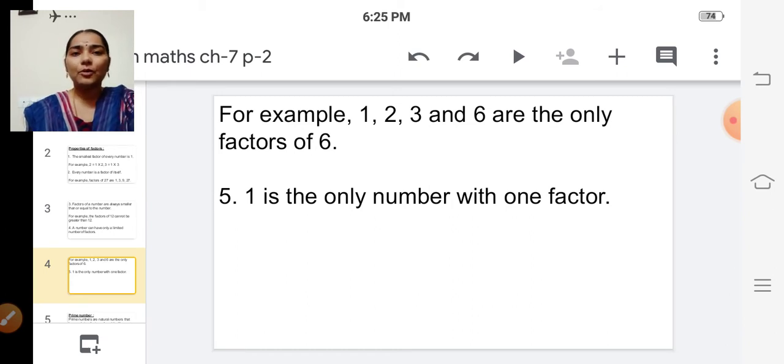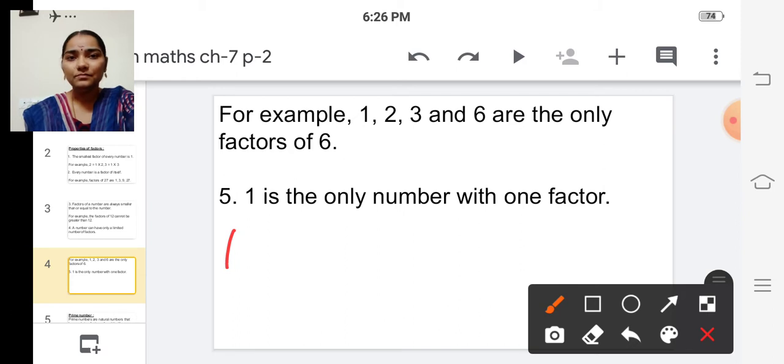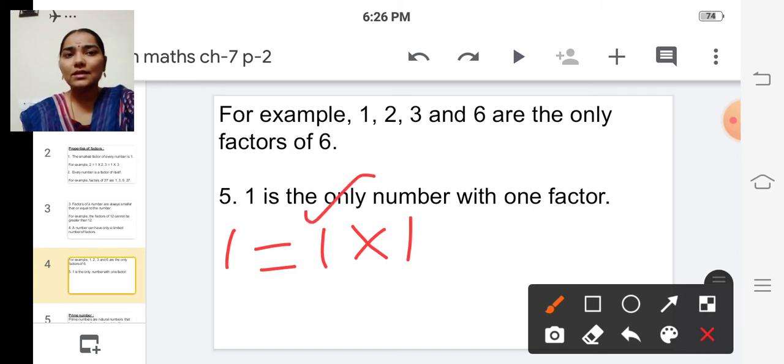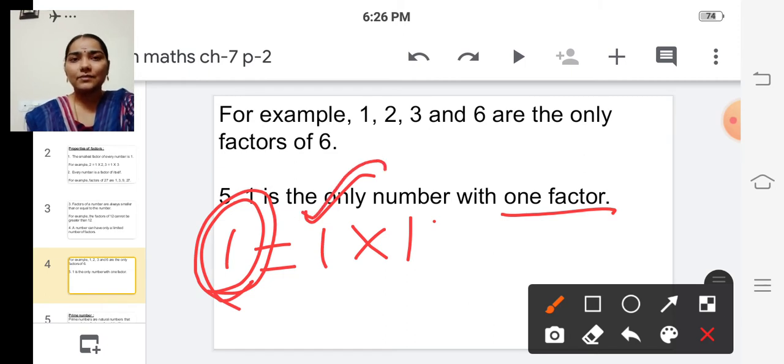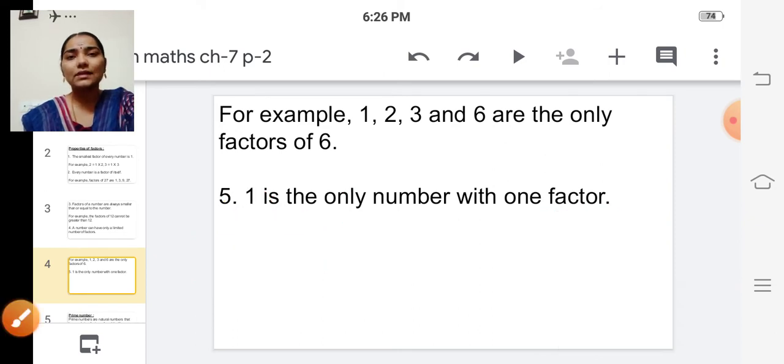Fifth property: 1 is the only number with one factor. What are the factors of 1? 1 can be written as 1 into 1, isn't it? So, 1 is the only factor of 1. So, 1 is the only number with one factor. Every number other than 1 has 2 or more factors. So, these are the 5 properties of factors.